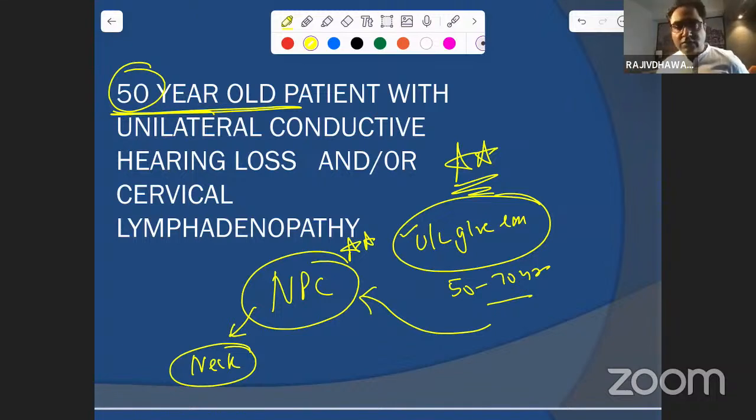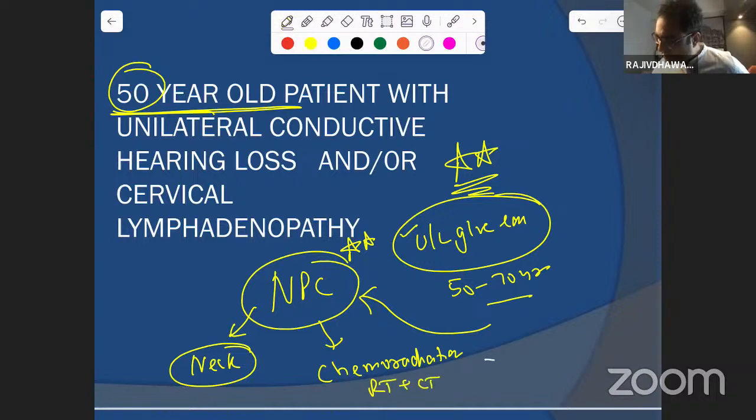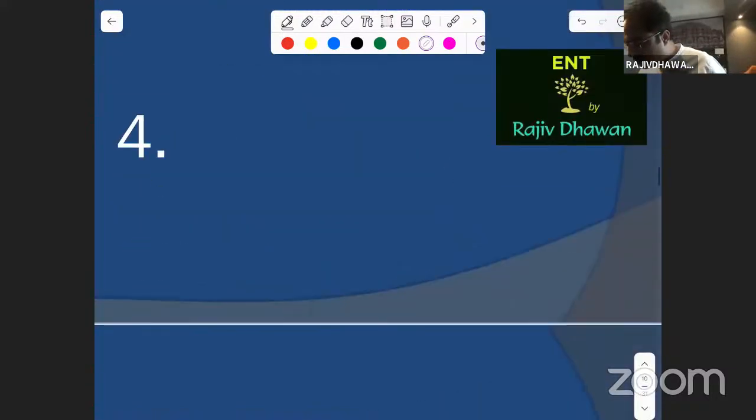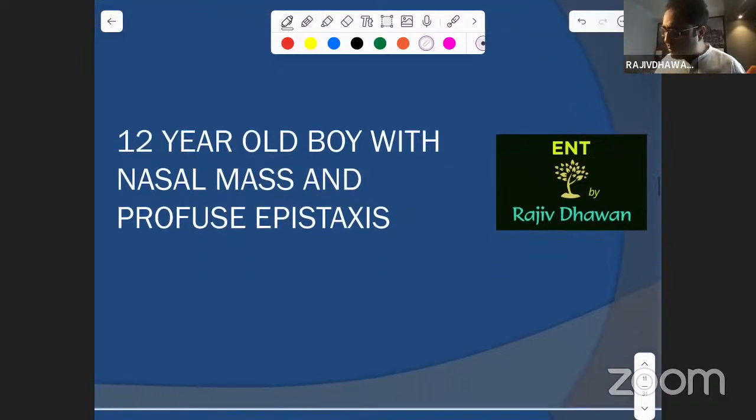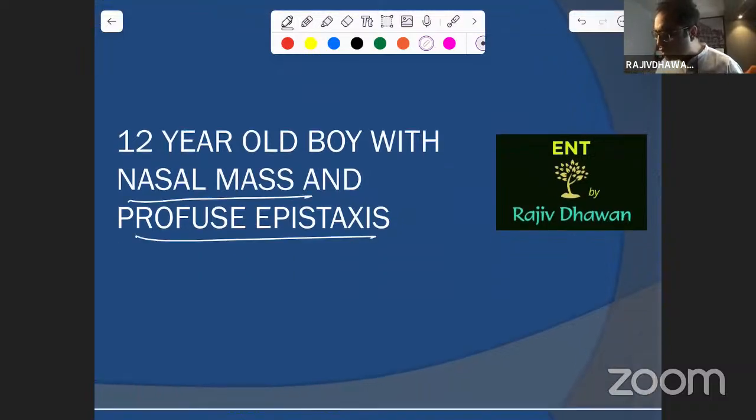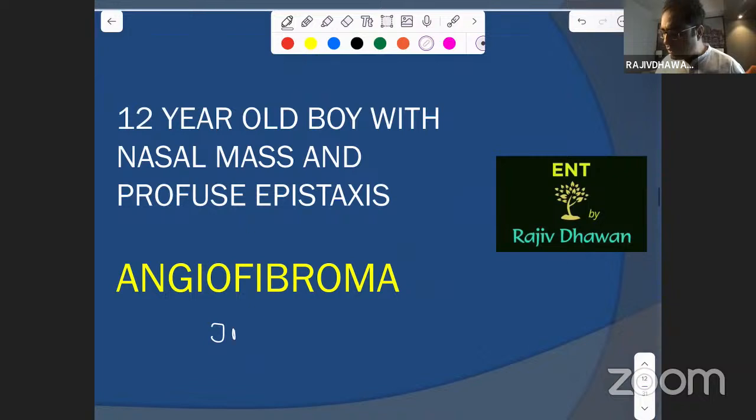It's a radiosensitive tumor. So one doubtful question, beta. The best treatment for nasopharyngeal carcinoma is chemoradiation, meaning radiotherapy plus chemotherapy. But if you don't see this in the choices, then mark radiotherapy, beta. Okay. Now, a 12-year-old boy with a nasal mass and profuse epistaxis is definitely juvenile nasopharyngeal angiofibroma.